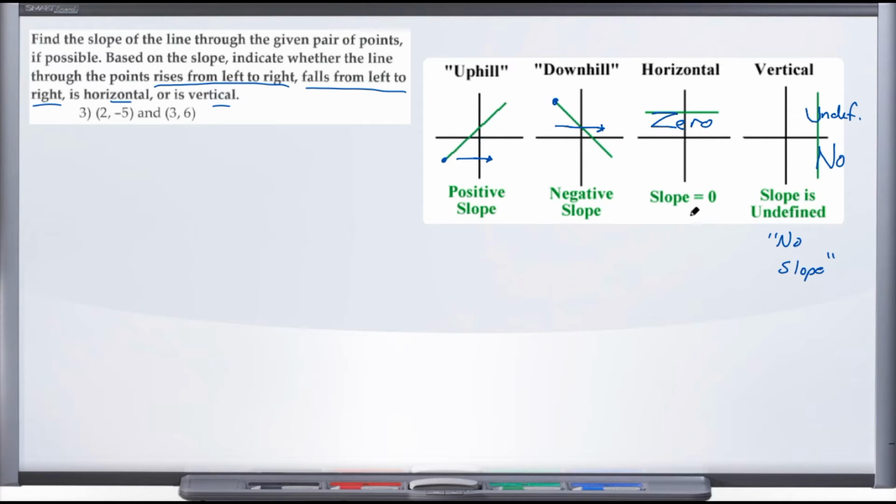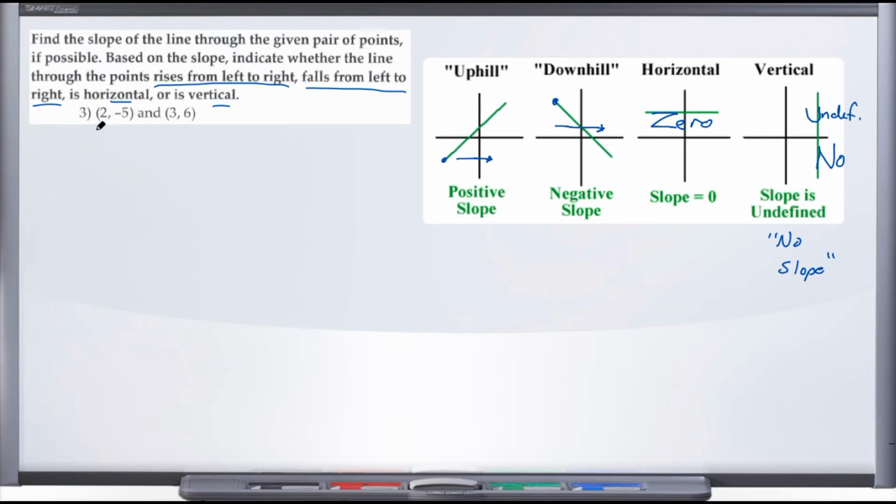All right, so using this information, let's take a look at the two given points we have here and see what kind of slope we're going to end up with. Is it going to be positive, meaning it rises from left to right? Negative, meaning it falls from left to right? Is it going to have a 0 slope, meaning this line is horizontal? Or a vertical line, meaning the slope is undefined or there is no slope? We have two points: (2, -5) and (3, 6).